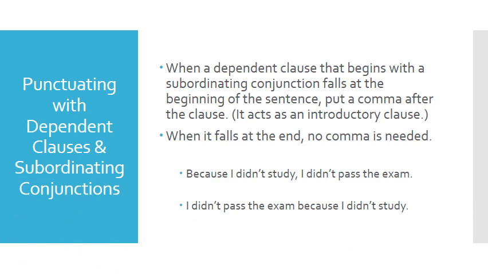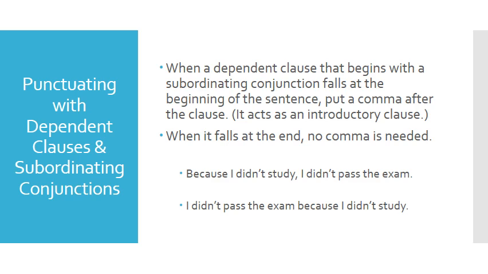Now, punctuating with dependent clauses and subordinating conjunctions. Again, I repeat, when a dependent clause that begins with a subordinating conjunction falls at the beginning of the sentence, in other words, when I start with the dependent clause, I put a comma after the dependent clause. It acts as an introductory clause. When it falls at the end, no comma is needed.